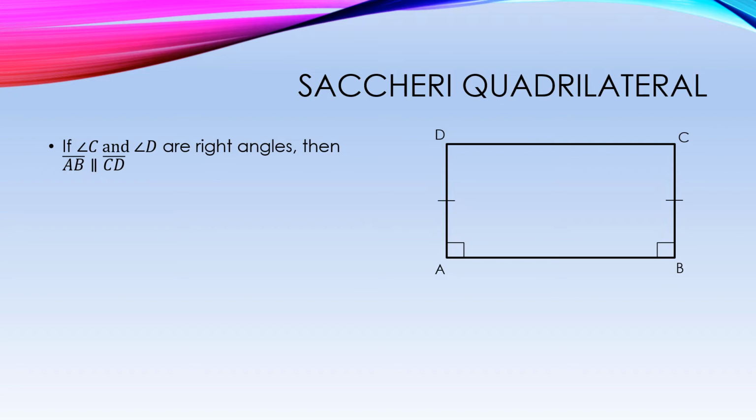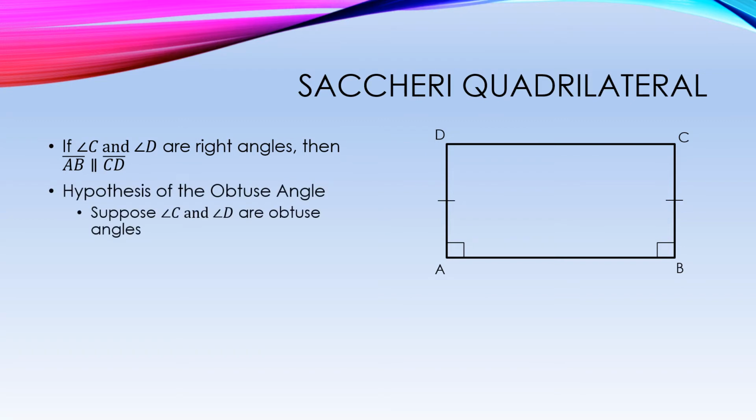If angles C and D are not right, they're either obtuse or acute. In his hypothesis of the obtuse angle, he assumed that C and D were obtuse angles, and he did eventually get to a contradiction. Although before he found that contradiction, he was able to prove that the base AB was greater than the summit CD, that the angle sum of a triangle always exceeds two right angles, and the angle inscribed in a semicircle is always obtuse. Since he succeeded in his contradiction here, he felt like he was well on his way.